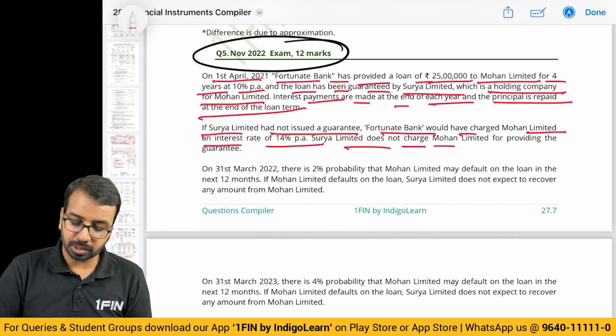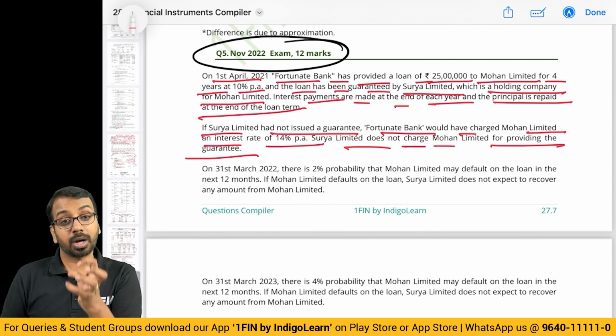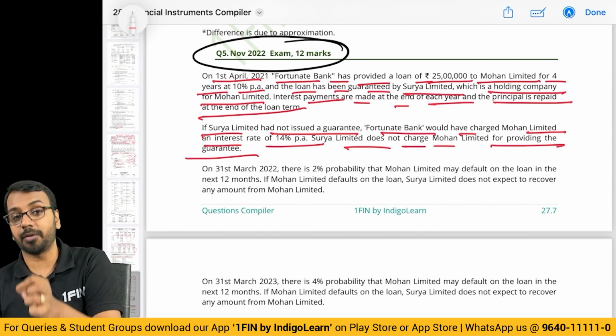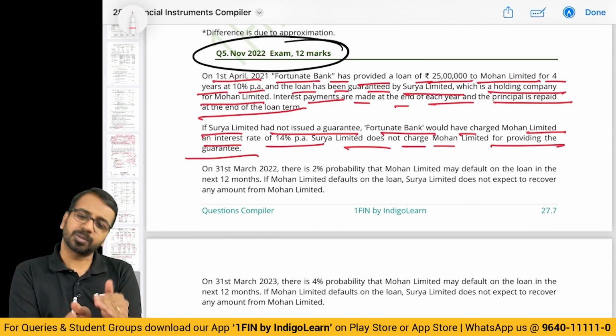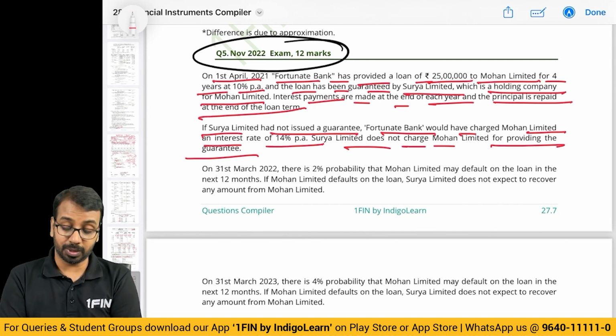Surya Limited does not charge Mohan Limited for providing the guarantee. If any amount is charged, then it is more like a consideration for a service provided, and accordingly will recognize as per principles of Ind AS 115 and also Ind AS 109 if applicable.